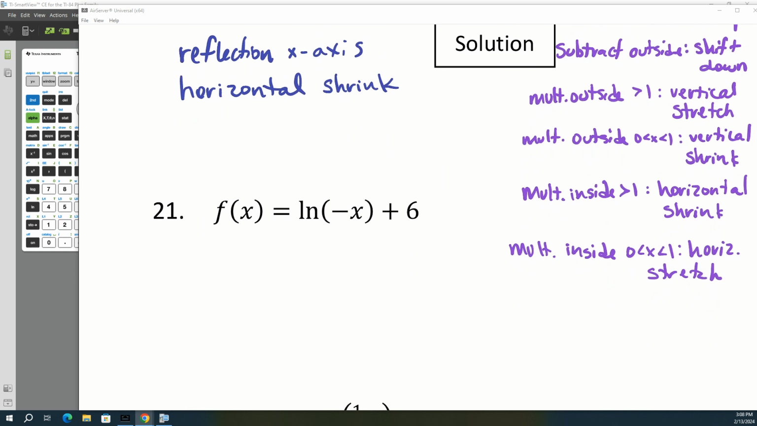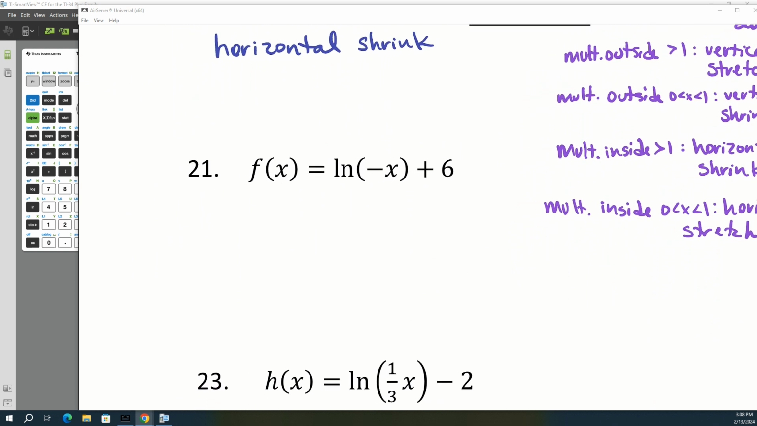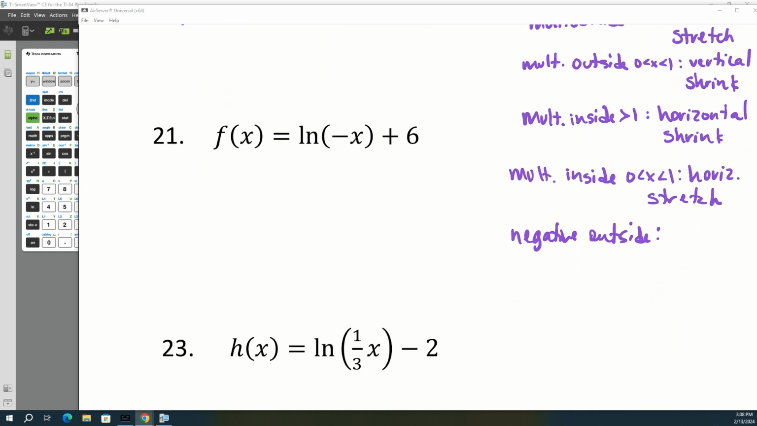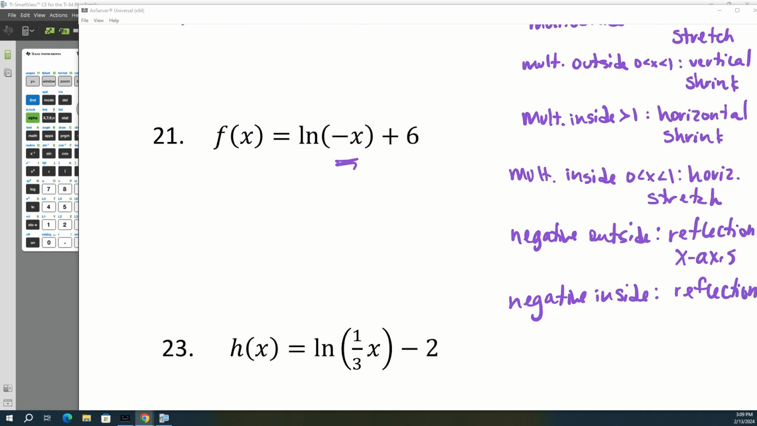All right, and then the last two were the reflections. So a negative on the outside, like we just had on this example 19, that is going to be a reflection on the x-axis. And then a negative inside, I call that the yin side, kind of like what you have right here. I hate to give you another answer, but that's going to be a reflection on the y-axis.